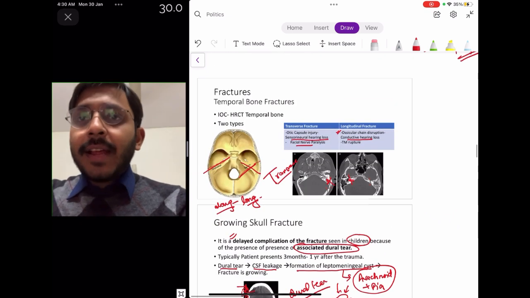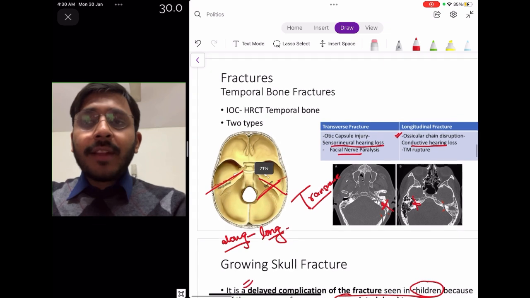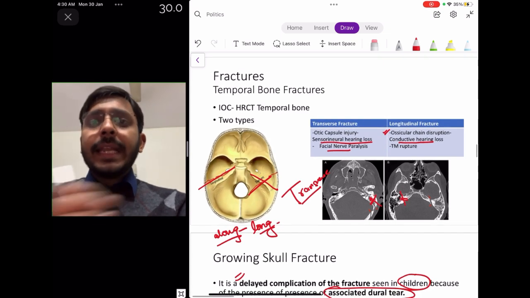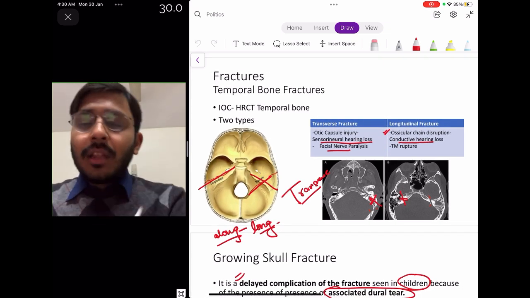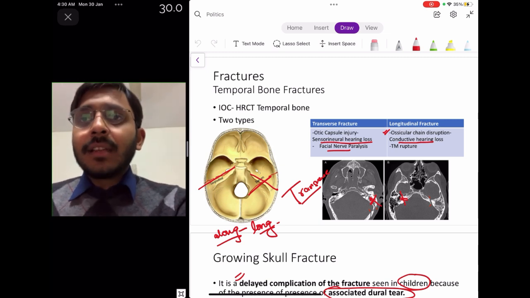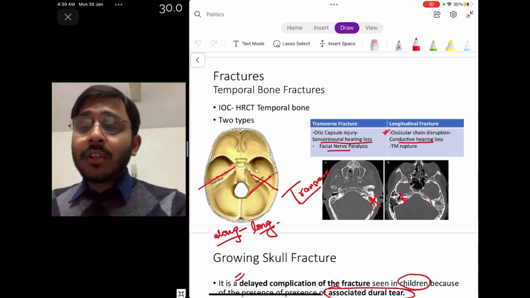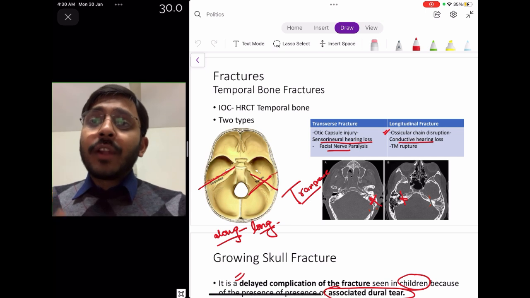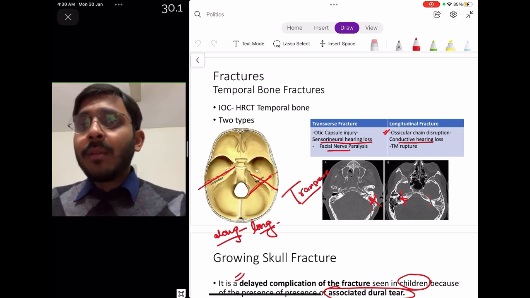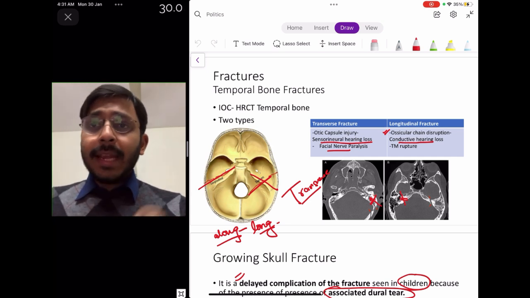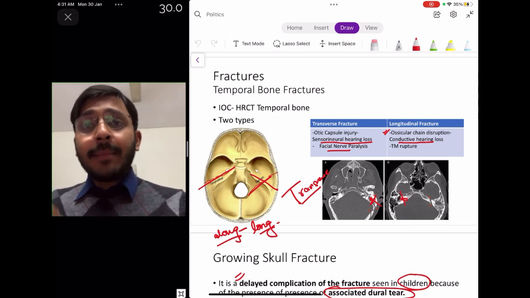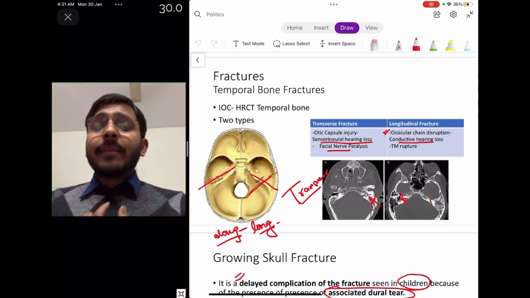Another skull fracture that you'll encounter is a temporal bone fracture. Now, this is covered in ENT as well, but I'll cover this along with skull fractures so I can complete the skull fractures. What is the initial investigation or the investigation of choice for temporal bone fractures? It is a temporal bone HRCT. And remember, for imaging temporal bone in general, the investigation of choice is an HRCT temporal bone.